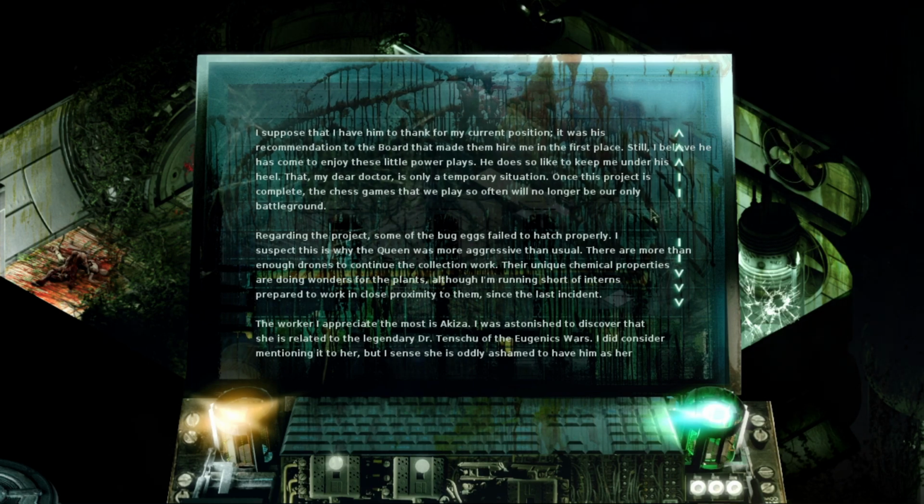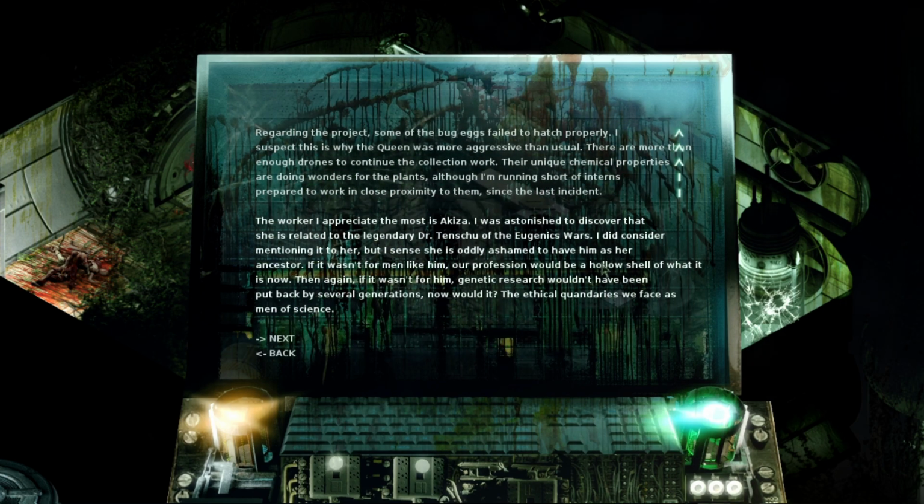The worker I appreciate the most is Akiza. I was astonished to discover that she is related to the legendary Dr. Tenshu of the Eugenics Wars. I did consider mentioning it to her, but I sense she is oddly ashamed to have him as her ancestor. If it wasn't for men like him, our profession would be a hollow shell of what it is now. Then again, if it wasn't for him, genetic research wouldn't have been put back by several generations, now would it? The ethical quandaries we face as men of science.